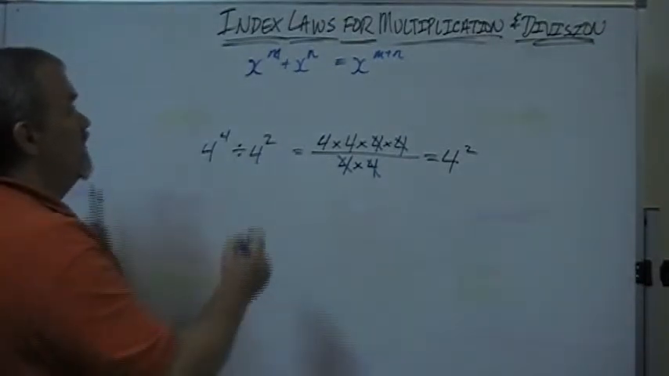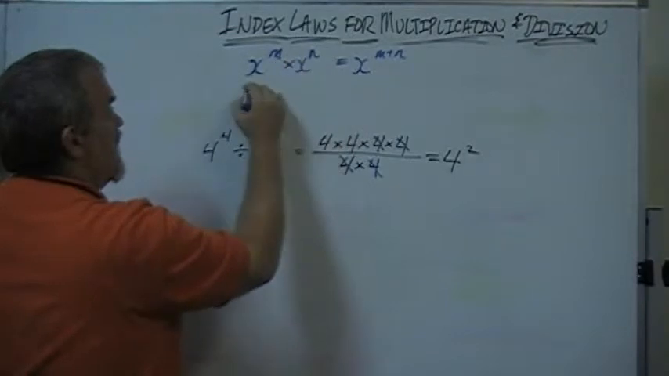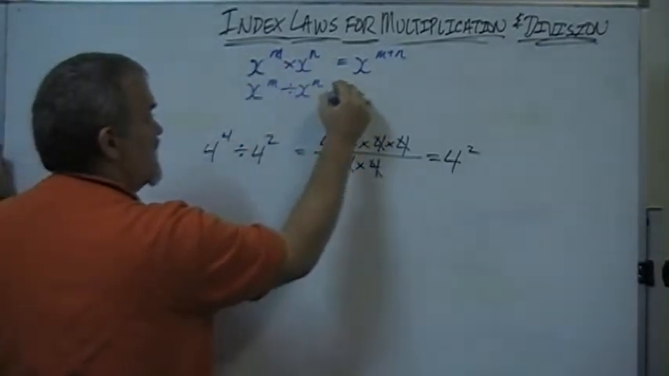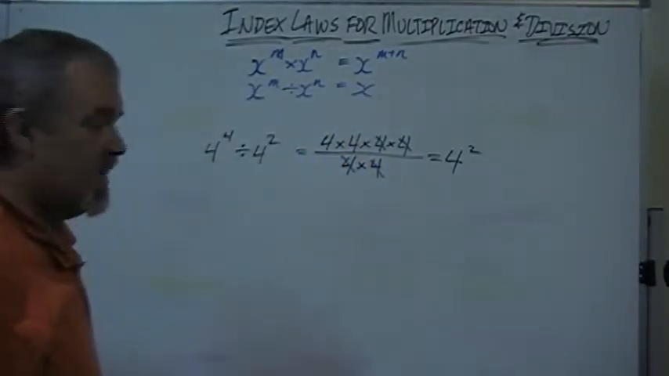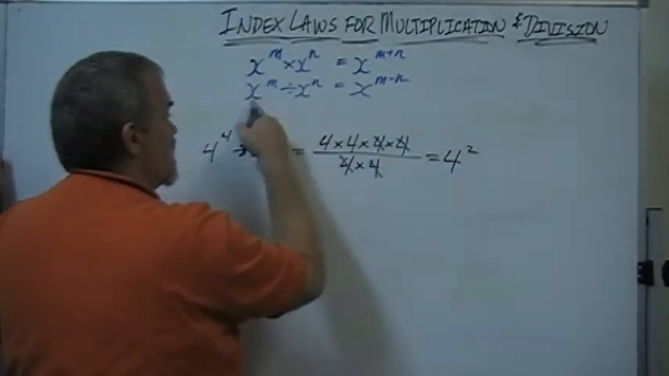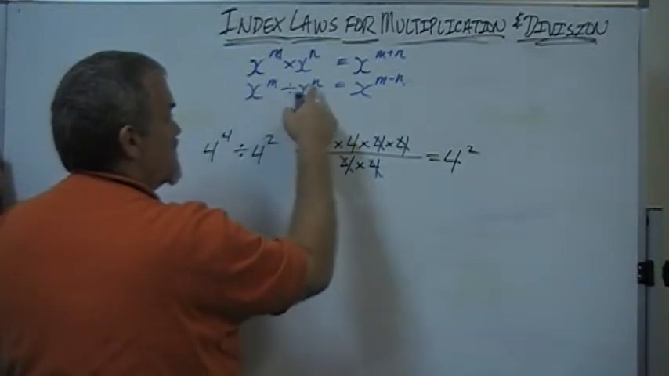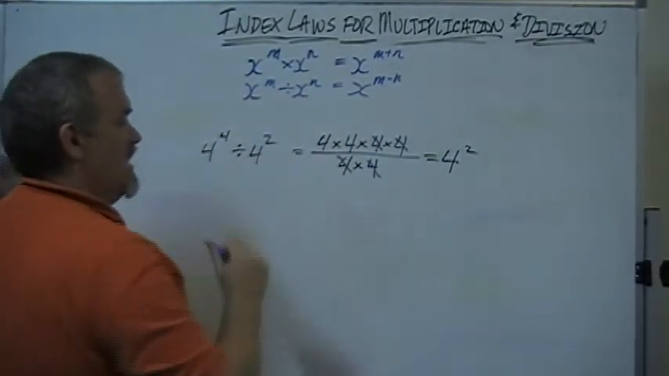So our rule with division, sorry, I wrote addition there, that should be times: x to the m divided by x to the n is equal to what? What would be the rule that we're trying to figure out here? It would be m minus n. So if my bases are the same, and I'm dividing, then I subtract the exponents.